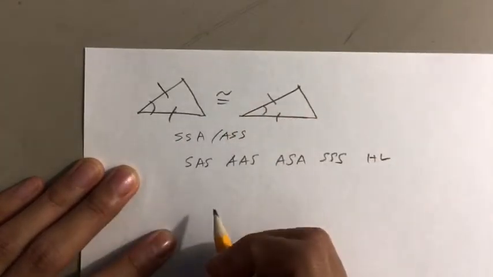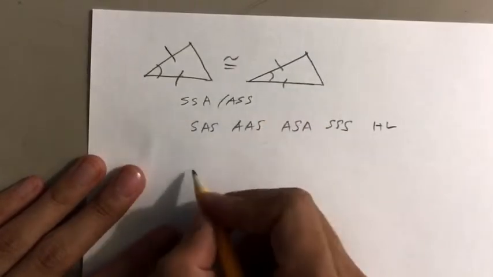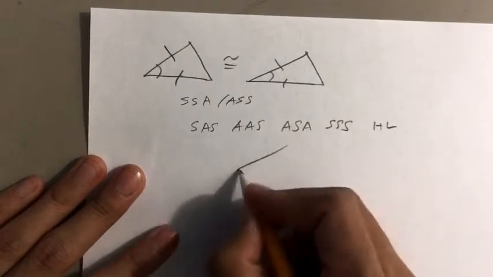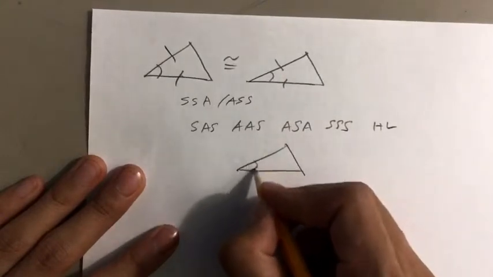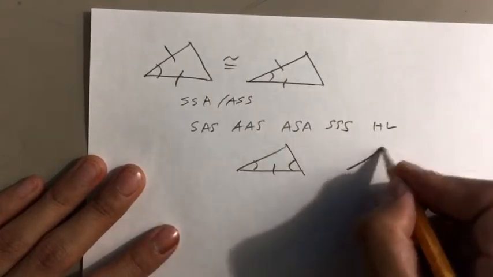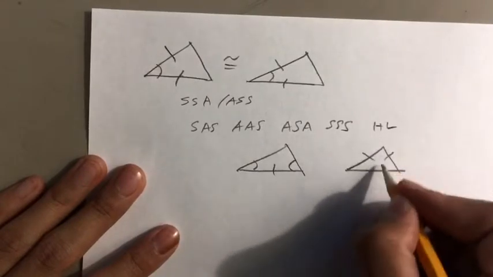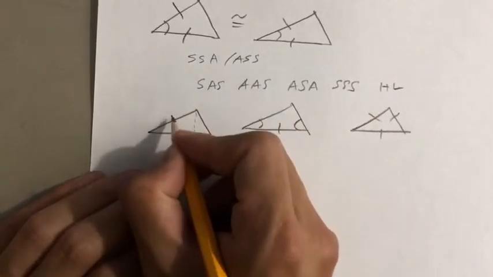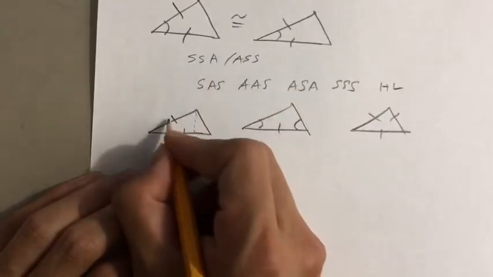So they're congruent. Angle, angle, side, which means you see an angle, and then a side. Angle, side, angle. Just draw that out for you here. Side, side, side, which means they have the same side lengths. And hypotenuse leg just means that they share a hypotenuse and a leg.